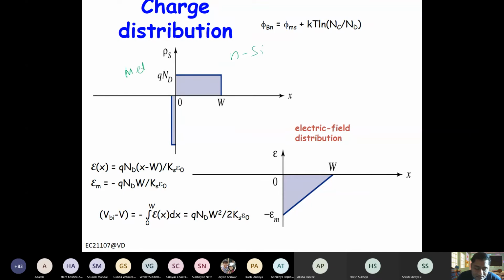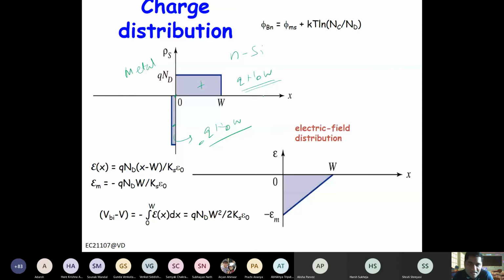This is metal, right? So now both these two charges have to be equal. And the charge here is Q times Nd times W. So this will also be the same as minus Q Nd times W. And the width is very small, right? So from this, of course, you can get the electric field. Maximum electric field will be at the metallurgical junction, and that will be Q Nd W by epsilon, right?